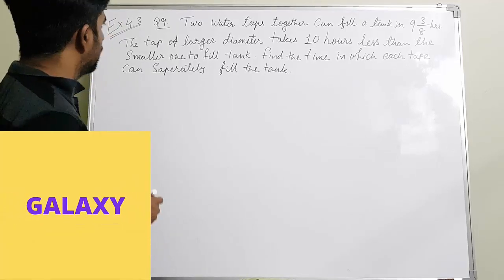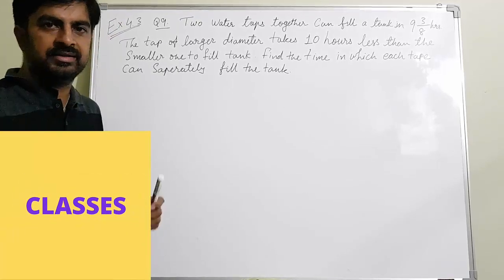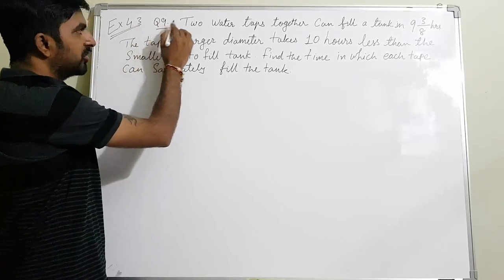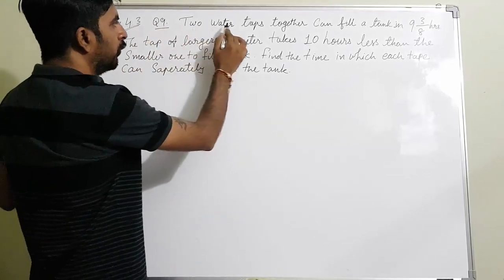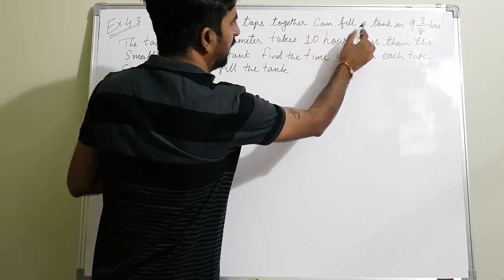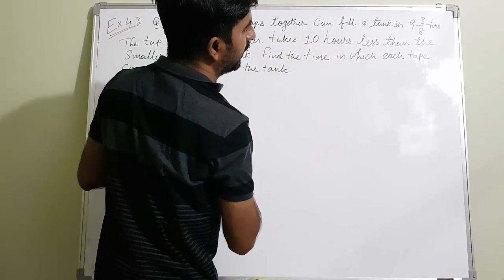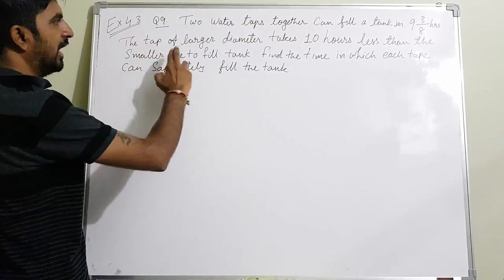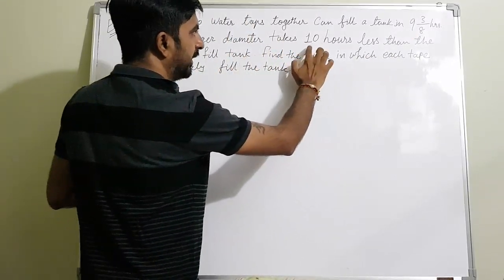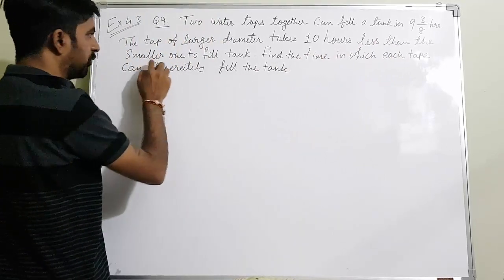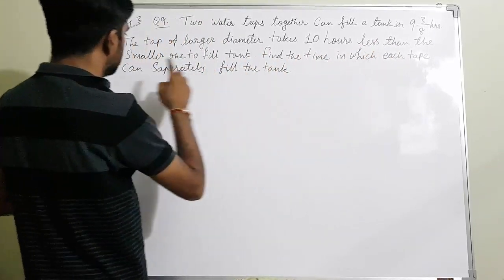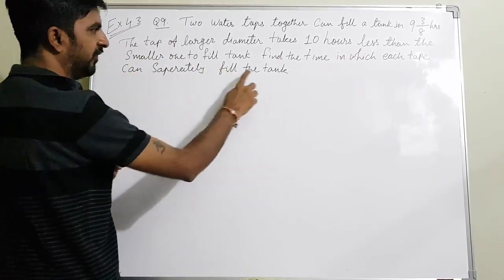Hello friends, today we are going to solve CBSE class 10th maths exercise 4.3 question number 9. Two water taps together can fill a tank in 9 3/8 hours. The tap of larger diameter takes 10 hours less than the smaller one to fill the tank. Find the time in which each tap can separately fill the tank.